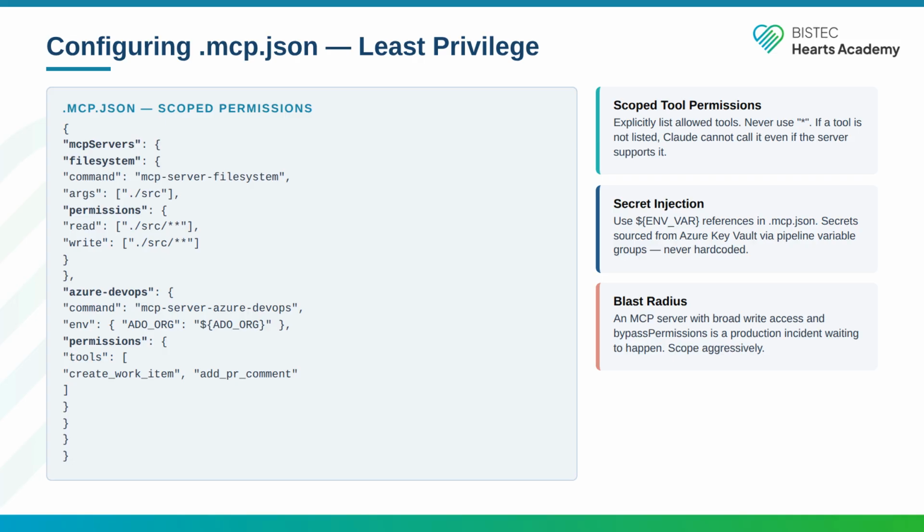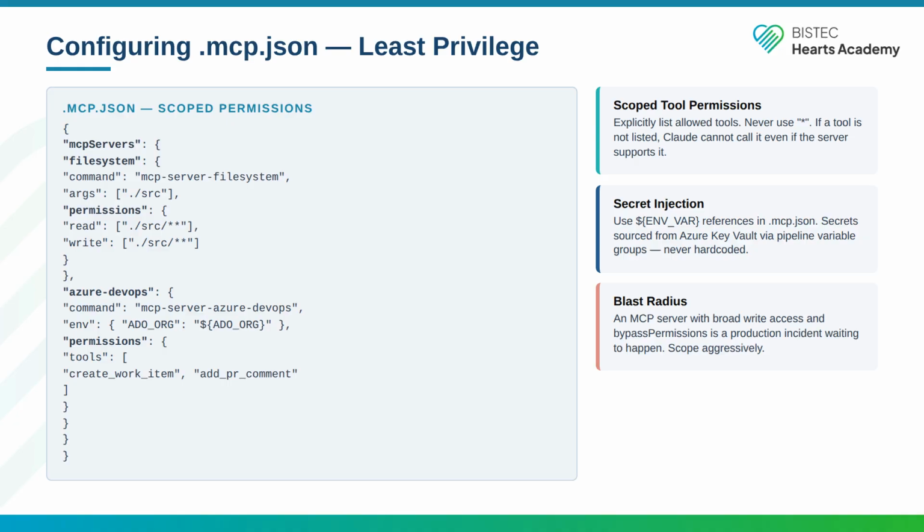Secret injection uses environment variable syntax. The values are never stored in the MCP JSON itself; they come from the shell environment, which in a CI/CD pipeline comes from the Azure Key Vault linked variable group. This ensures that rotating a secret requires only a Key Vault update with no changes to the committed MCP JSON file. The explicit tool enumeration in the permissions block is the most important security control in this file.